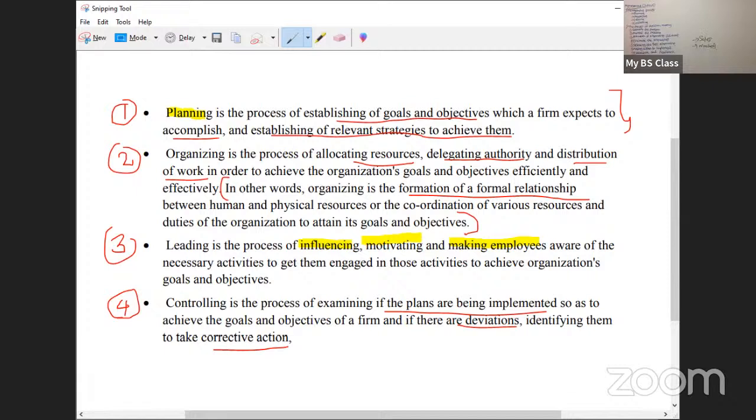But then again, planning is not limited to this one. We'll be talking about these factors and a lot of things, a lot of content would be there for planning. And organizing also the same, leading also the same. In terms of controlling, the content is a bit less compared to the first 3 processes.